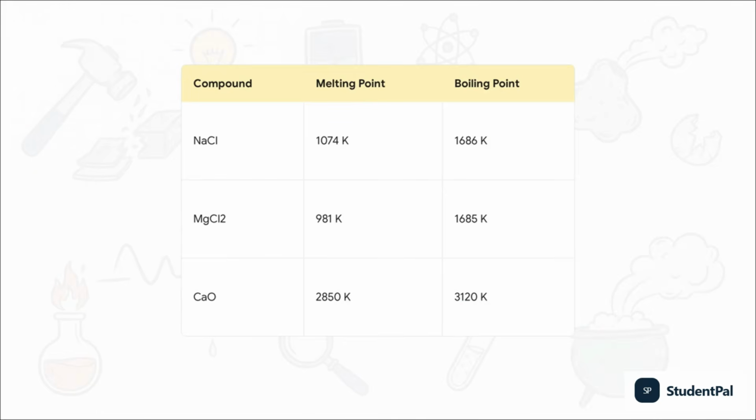And just to prove how strong that electrostatic grip is, check out their melting and boiling points. The sheer amount of heat energy required to melt these compounds is staggering. Like calcium oxide melting at 2850 Kelvin? That proves how incredibly strong those interionic attractions really are. You need massive, massive energy to break them apart.